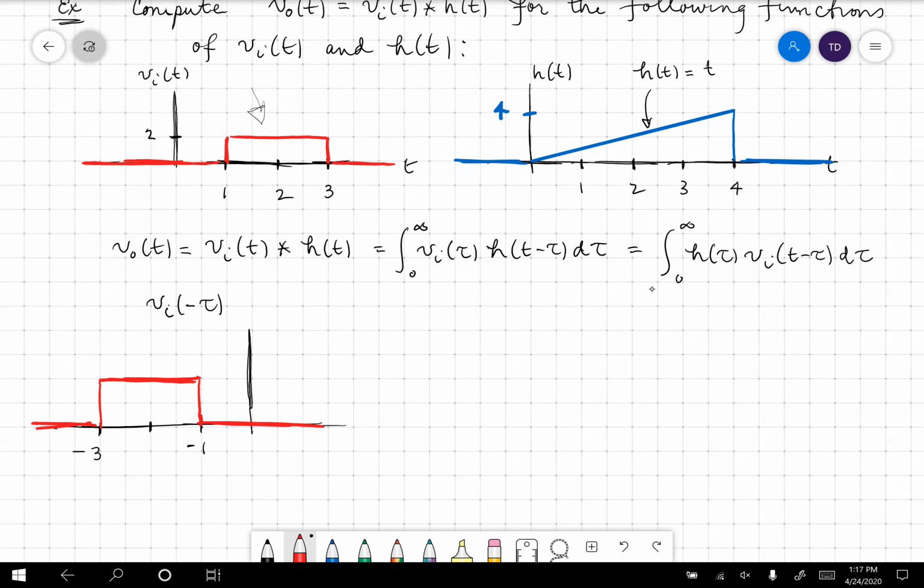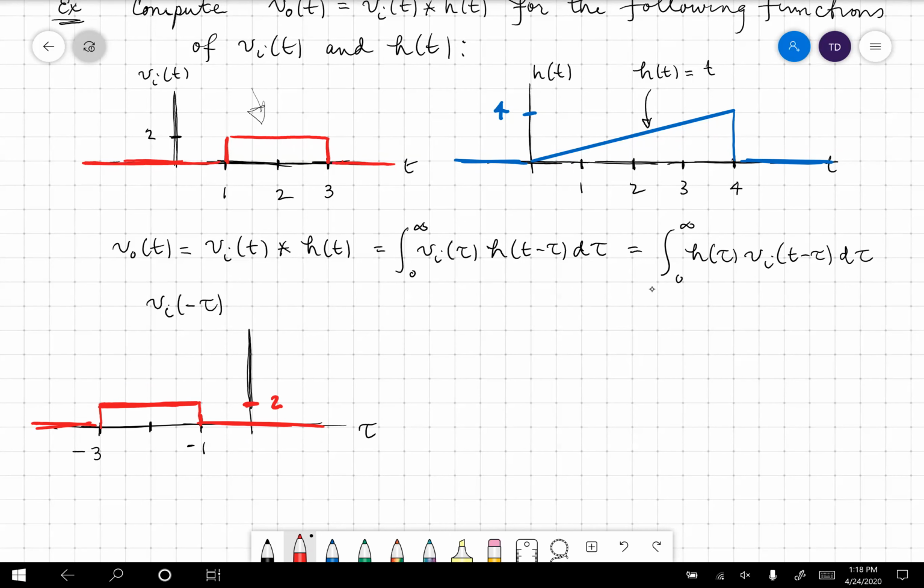So I just flipped it about the tau axis. This is now tau. That's the tau axis. And this height, actually, I drew it too high. I should probably pull that back down to make it look like the other one, even though I can put any scale I want on my axis. Okay, 2. So that's vi of minus tau.